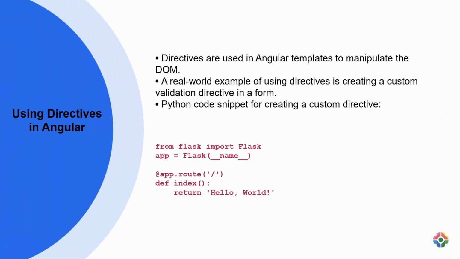Directives in Angular help control the DOM by attaching specific behaviors to elements. One practical application of directives is to implement custom validation rules in form inputs, ensuring data correctness before submission.